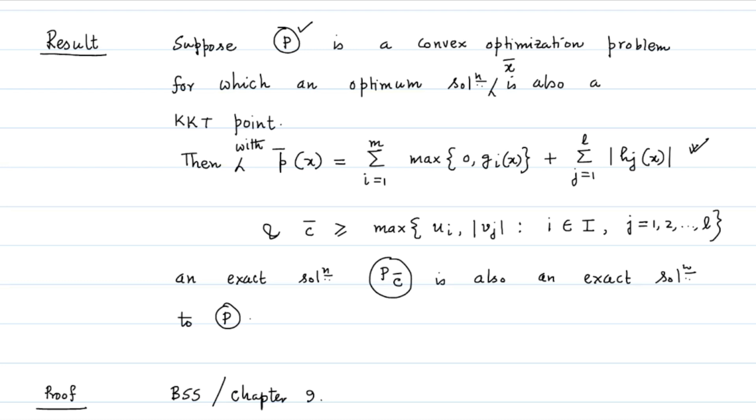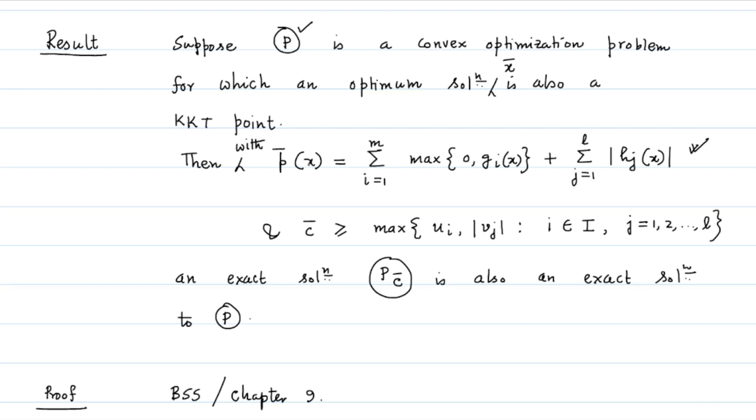So the question is whether we can design a penalty function that is differentiable as well as finds an exact optimum for the given constrained optimization problem. These results show that we have one penalty function for which, with the help of an exact value of C bar, a finite and definite value of C bar, you can recover or find a solution to the original problem capital P. But this penalty function is non-differentiable.